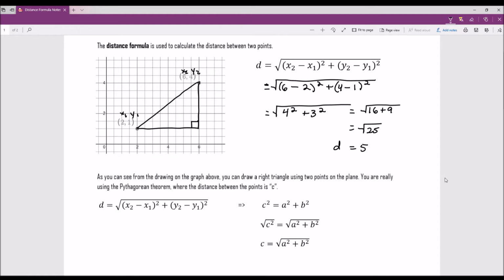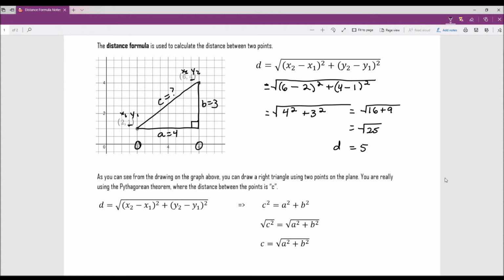This might be your A side here. So from 2 to 6, there you go. From 2 to 6, that's basically like your A side, and the distance there is 4. And then from 4 to 1, or 1 to 4, the distance there is 3, so it's like saying your B side is 3. And then this is your C side, which you're trying to find.